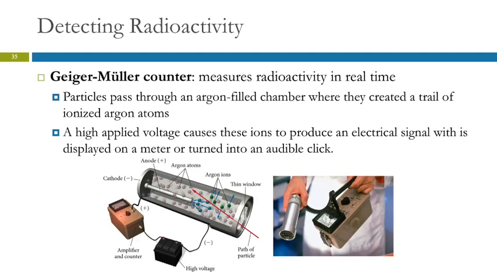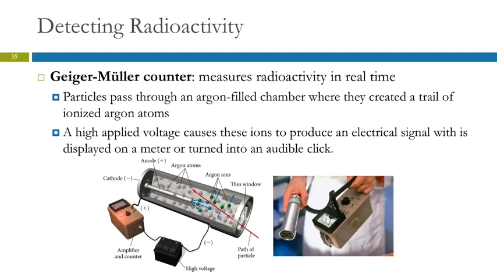So what's happening here is we have an argon-filled tube, a chamber here, and as radioactive particles pass through that chamber, they ionize the argon atoms, creating a trail of ionized argon atoms. We apply a high voltage across the tube, which without the ions would not conduct electricity, and so we get an electrical signal for each particle that goes through, because it ionizes and allows current to flow.